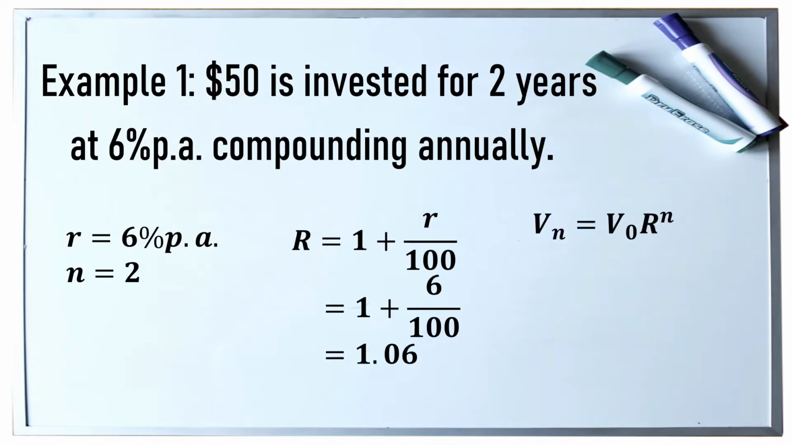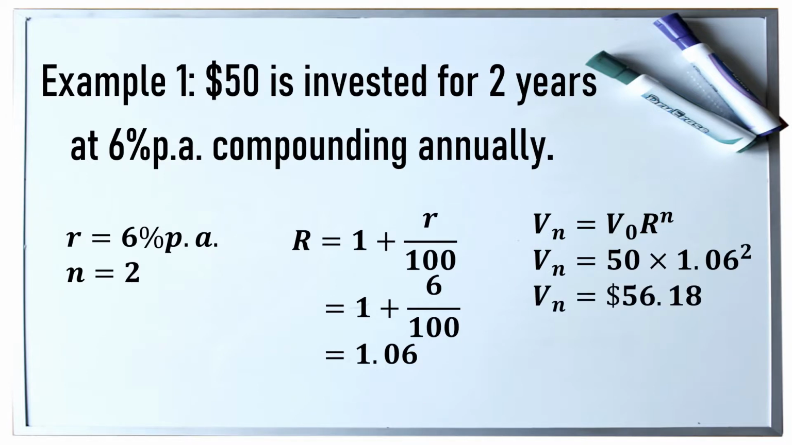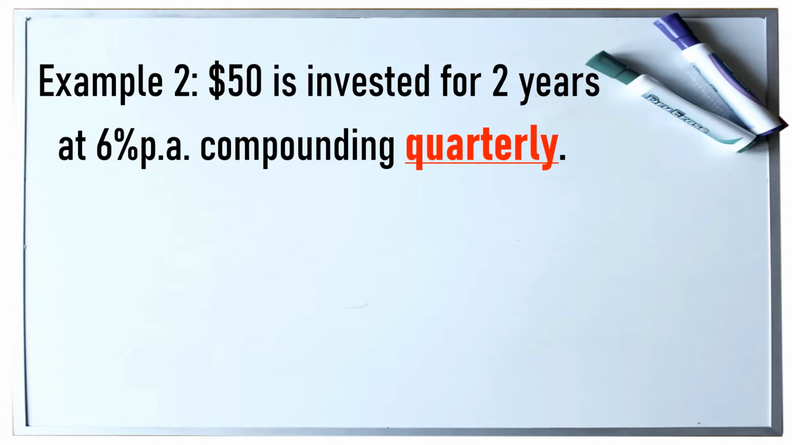When we use the compound interest formula and substitute in, we get 50 times 1.06 to the power of 2, which gives us $56.18. To work out the interest, we take 50 away from the $56.18. That gives us $6.18. We're going to do example 1 again, but this time it's going to be quarterly.